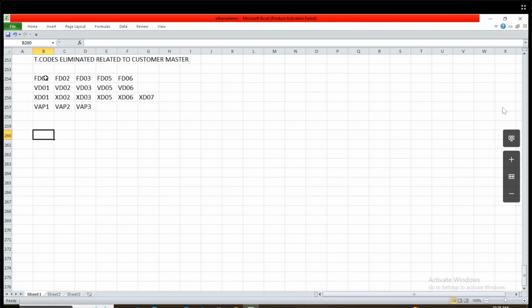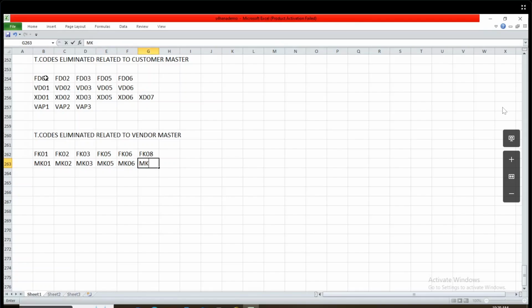Okay. Next, T-codes eliminated related to vendor master: FK01, FK02, FK03, FK05, FK06, FK08, MK01, MK02, MK03, MK05, MK06, MK12, MK18, MK19, XK01, XK02, XK03, XK05, XK06, XK07.